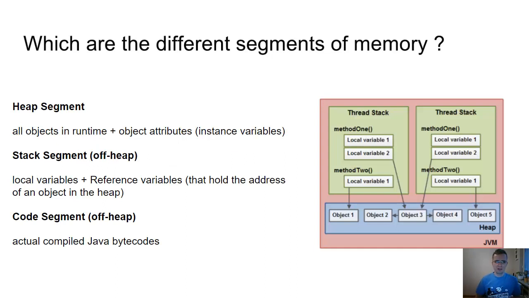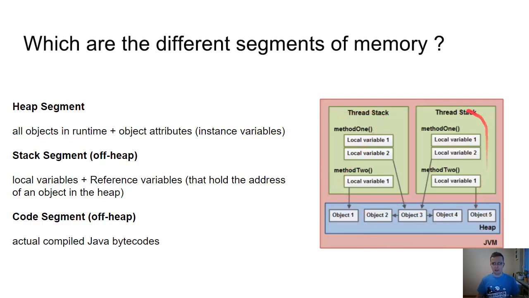Which are the different segments of memory? We have the heap segment, stack segment, and a code segment. The heap segment contains all of the objects at runtime, so objects plus their attributes, which are the instance variables. You can see here all the objects are stored on the heap.